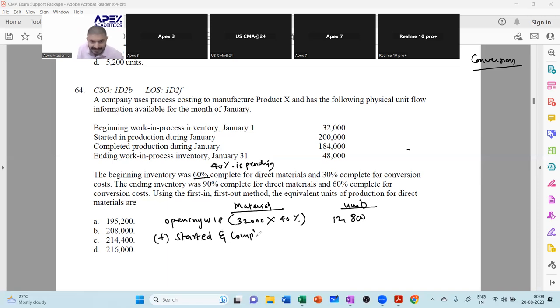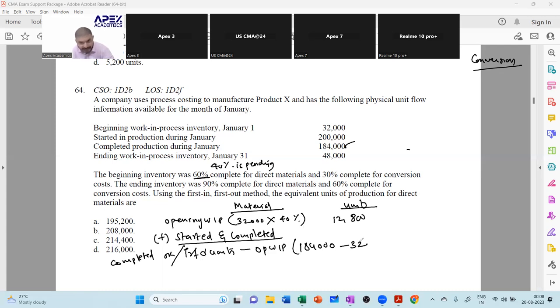How many units are started and completed? They are transferred units minus your opening WIP. How many have you transferred? Completed production is given, 184. Here you can write transferred, or you can even write completed. Why? Because this is FIFO. Out of this 184, these 32,000 are also completed. So how much are completed in this period? 152 are completed in this period.